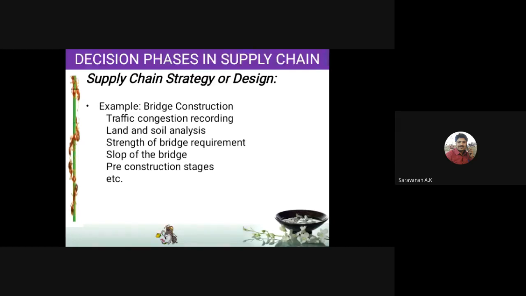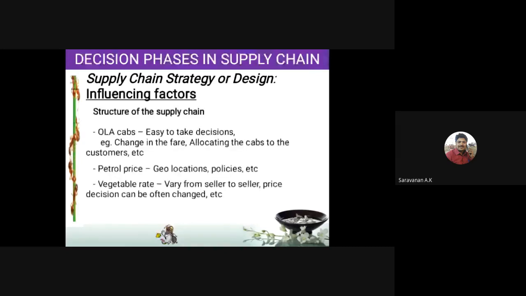Okay, fine. Next thing is the structure of the supply chain. How the structure will affect the supply chain. Let us take an Ola cab. Any decision taken by Ola is not known to the supplier. For example, if Ola changes its rate from 8 rupees to 8 rupees 10 paise for 1 kilometer, no one knows about the decision. No one is going to question why Ola took the decision.